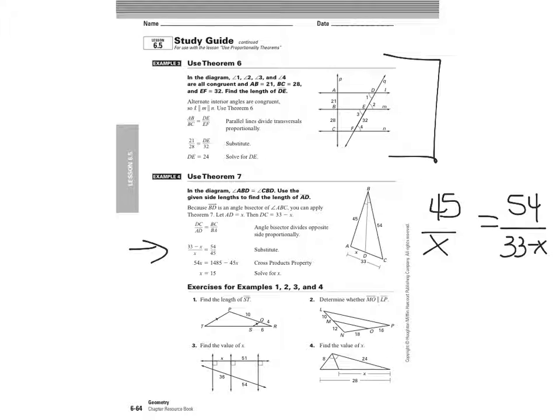They set theirs up a little bit differently. They did the two sides up here in the same fraction, and then the segment over here that it divided. Again, it doesn't matter as long as you stay consistent. There's more than one way to set these up.